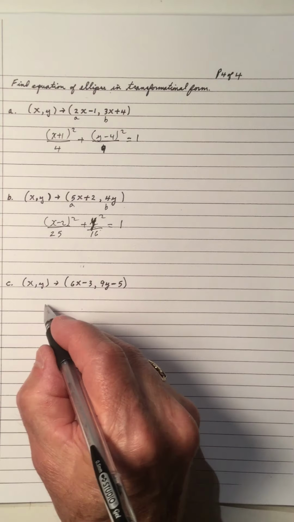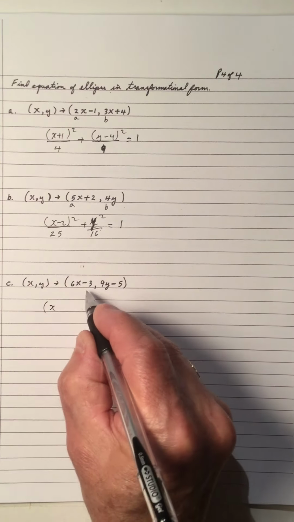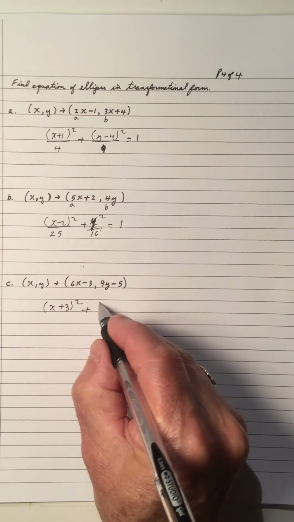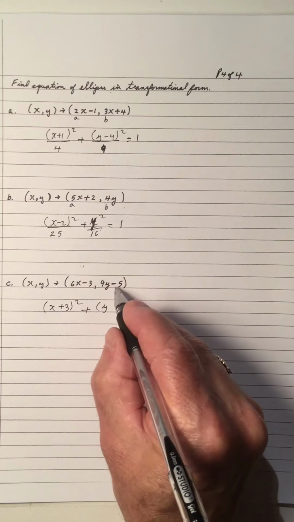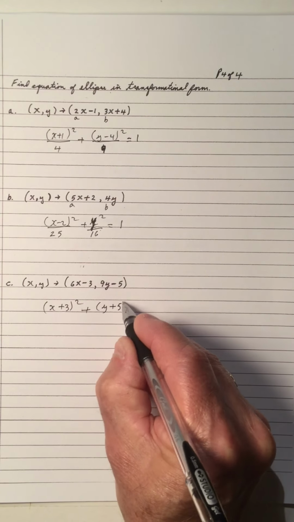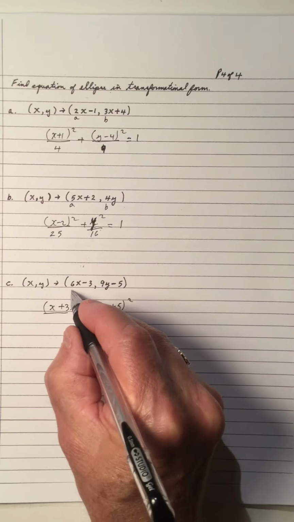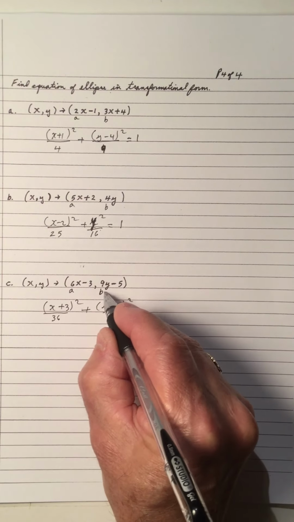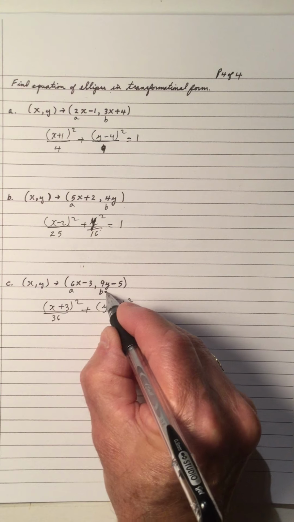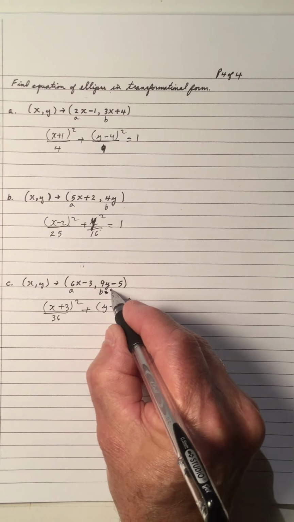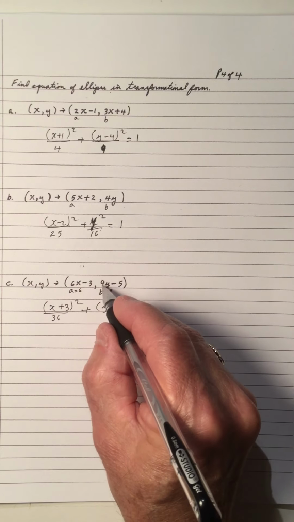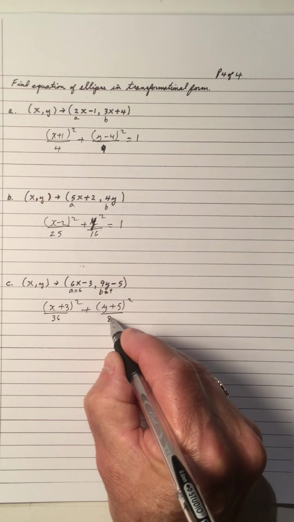And the last one, we have an equation. So we have an x -3, so it's a +3. Add on. We have a y, that's a -5, so it's a +5 squared. A is 6, so that's 36. B is 9, so that's an 81.